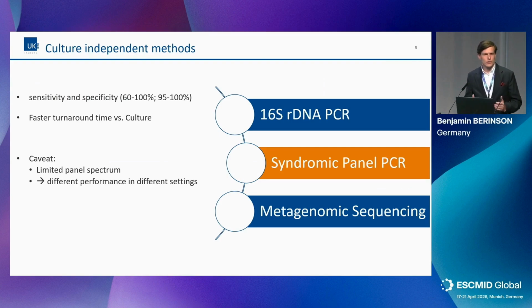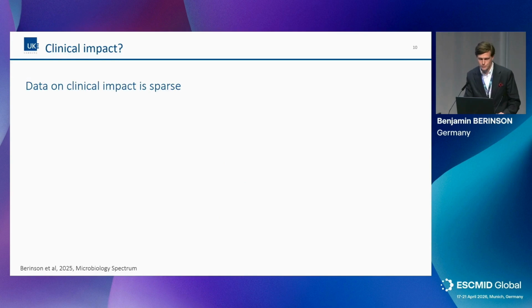If one looks into the literature, the sensitivity ranges from 60 to 100%, and the specificity around 95 to 100%. It obviously has a faster turnaround time versus culture, but there are important caveats, for example a limited panel spectrum. Like for any PCR method, you can only find what you're looking for. So in different settings, the performance might vary, and this is also explanatory for the big range in sensitivity we are seeing here, if, for example, off-panel pathogens are encountered.